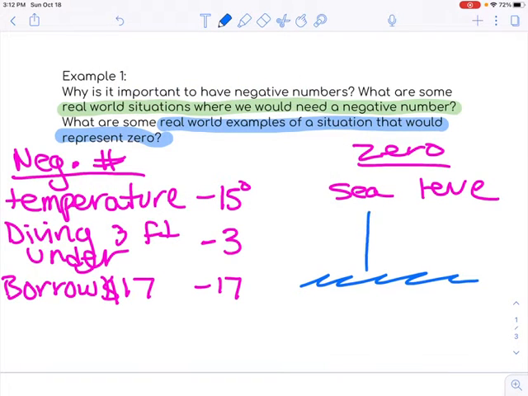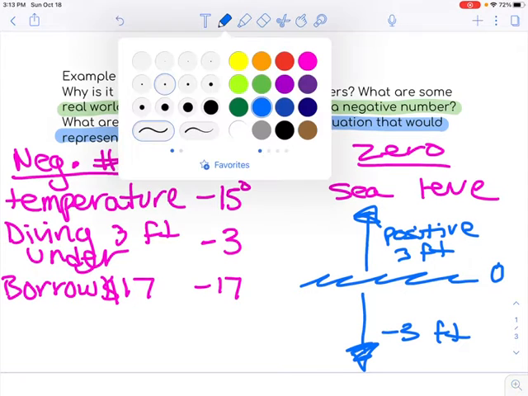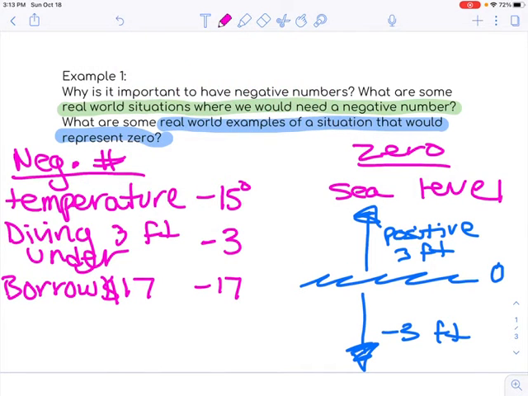if you're above the water, you can be positive integers because you can be 3 feet above the water. That's not how you spell feet, sorry. 3 feet above the water. And then, like I said before, you can dive underwater and be -3 feet underwater. But where the water level is, where sea level is, this is 0. So sea level is a great representation of 0.